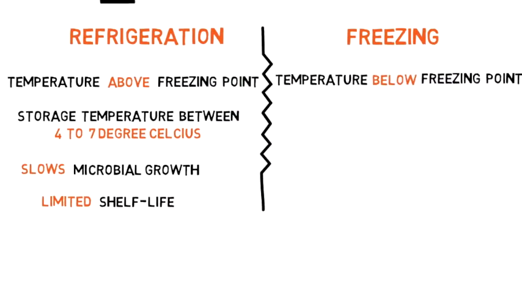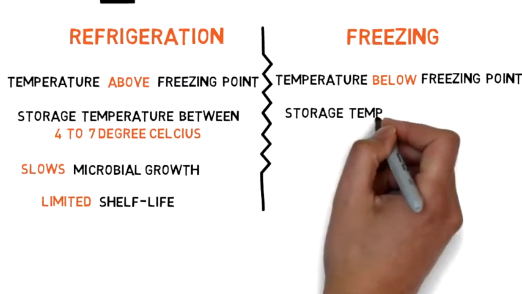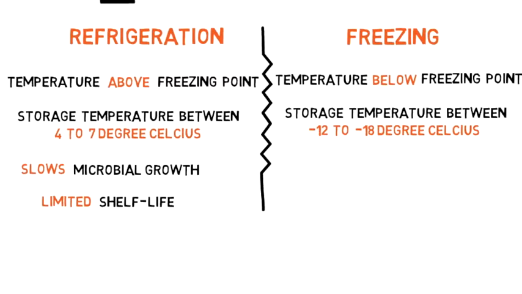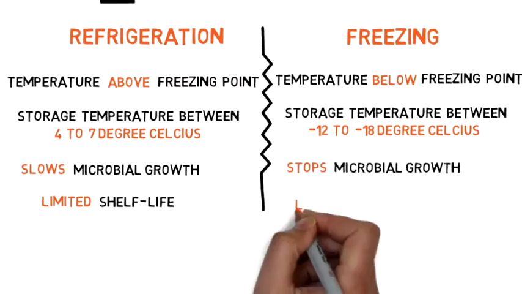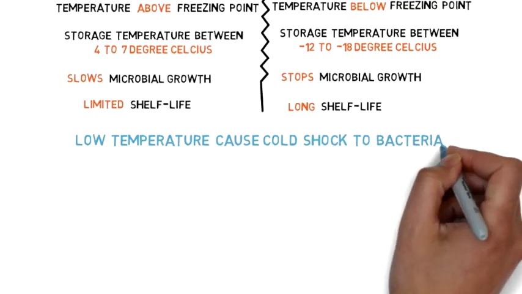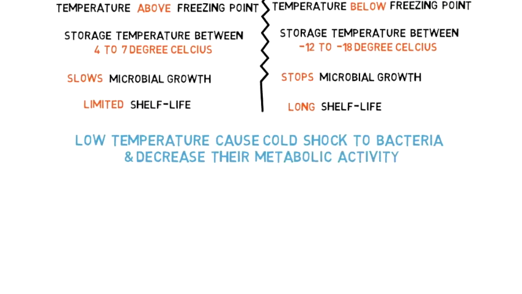In freezing, the temperature is below freezing point. Storage temperature is usually between minus 12 to minus 18 degrees Celsius. Freezing can stop microbial growth, and therefore long shelf life of the food. The effect of low temperature on bacteria is that it can cause cold shock to the bacteria and decrease their metabolic activity.